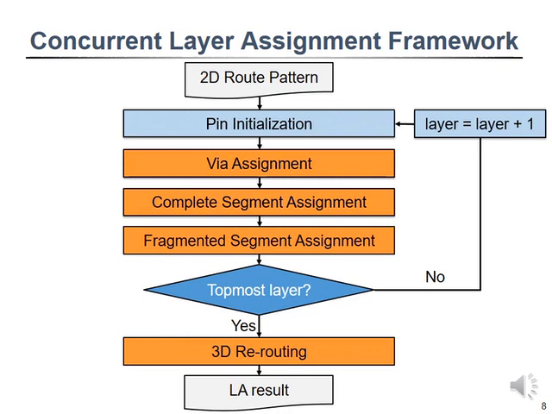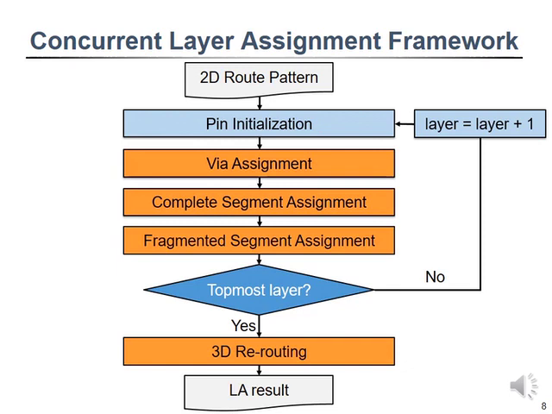The first type is complete segment assignment. In this step, we try to assign the segments of the nets which are almost complete. This is because if more nets can be completed in lower layers, fewer vias are necessary to connect incomplete nets to upper layers.